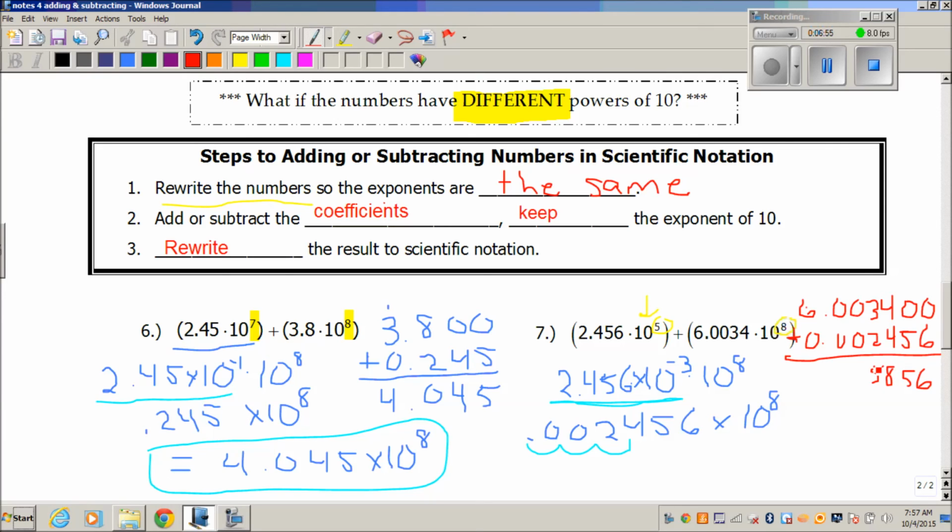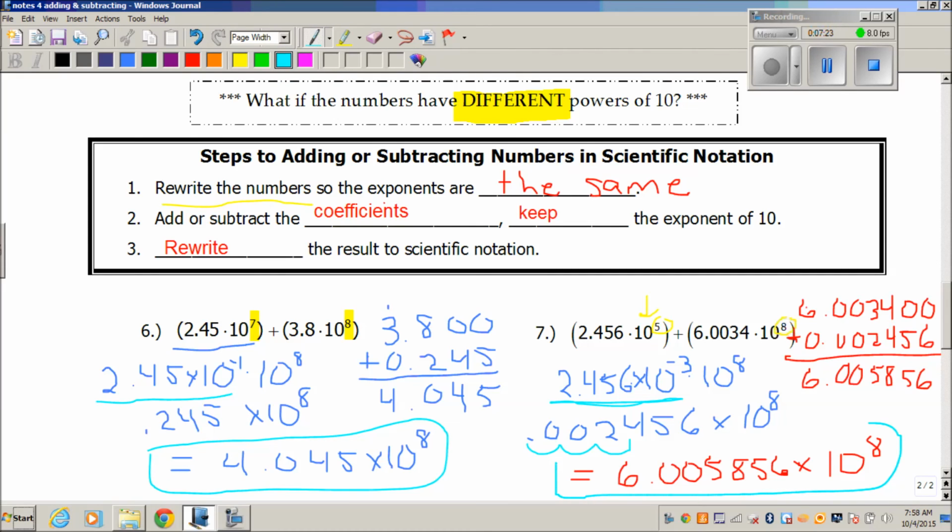And I know this is an unusual number. Here I carry down my decimal place, and it's a 6. So that's my new coefficient. When I add them together, my answer will be 6.005856 times 10 to the 8th power. And that's my final answer.